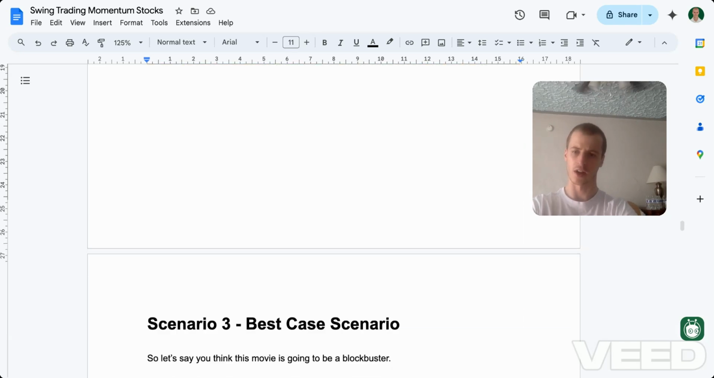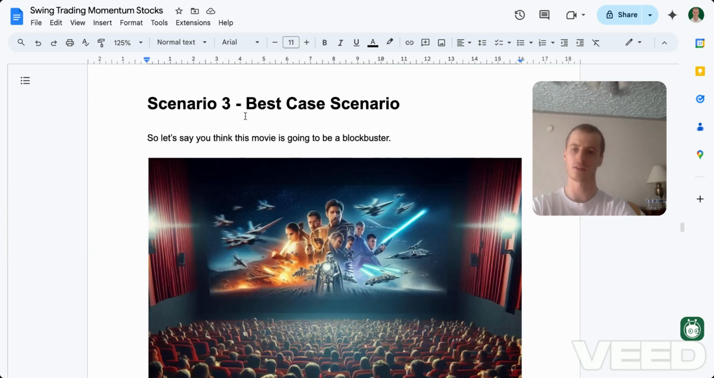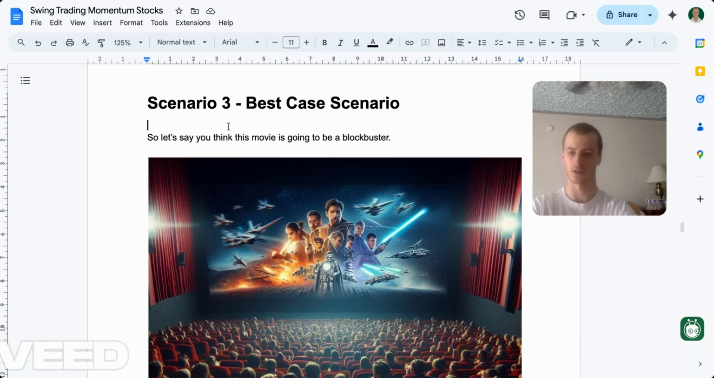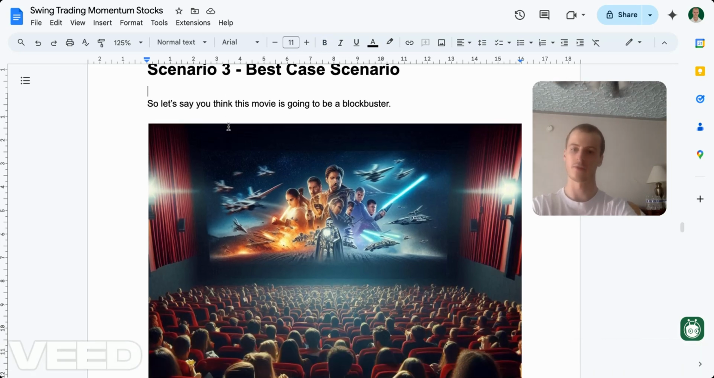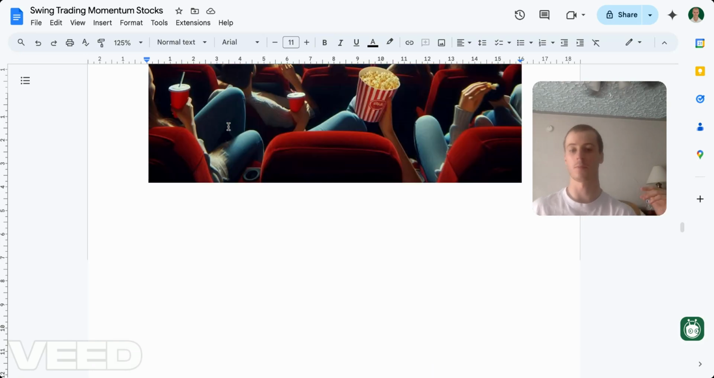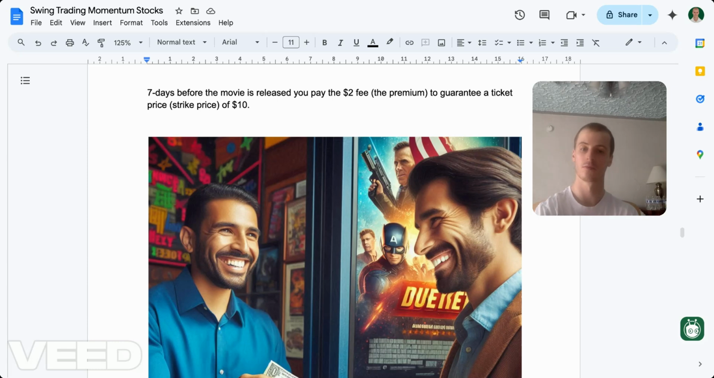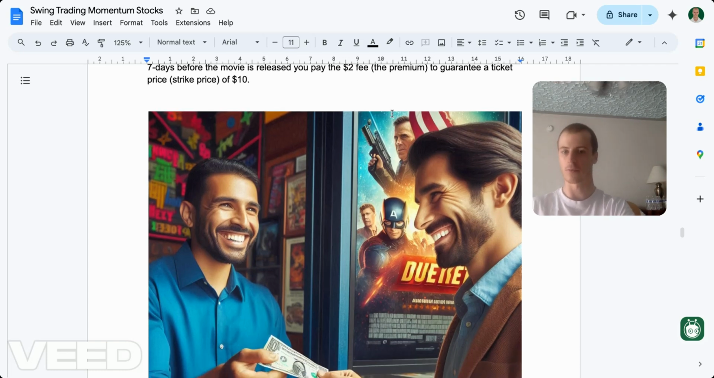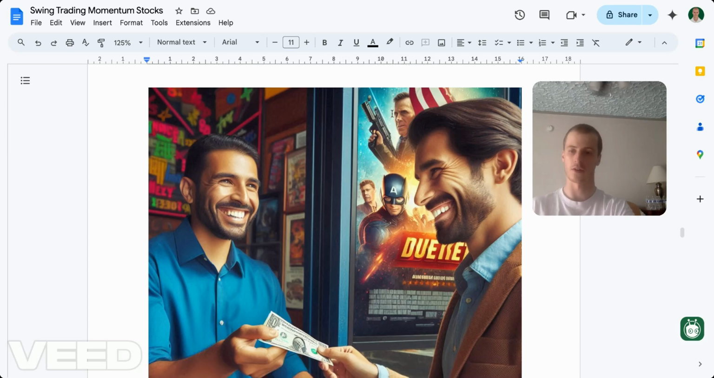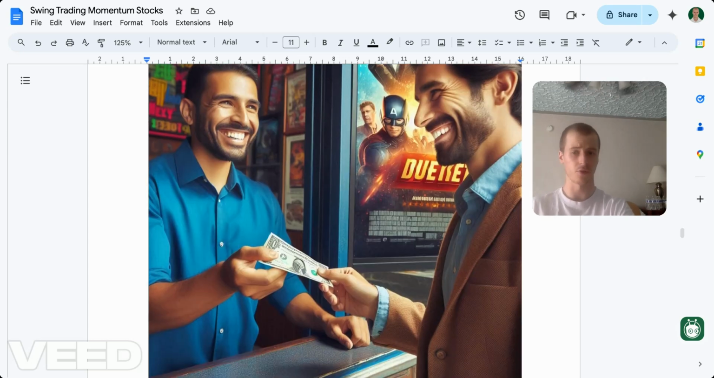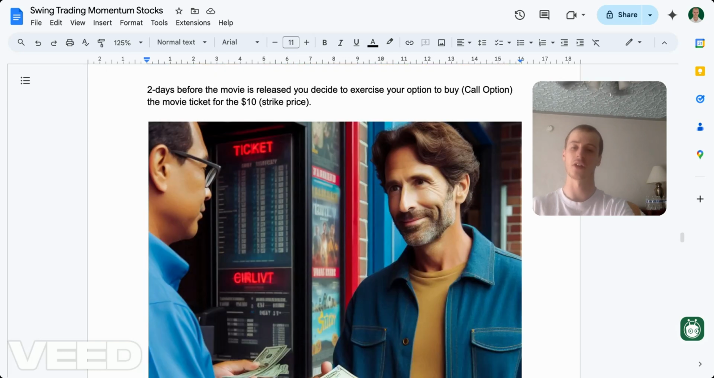So the best case scenario is, let's say you think this movie is going to be a blockbuster again. Okay, so and again, 7 days before the movie is released, you pay the $2 fee, the premium, to guarantee a ticket price of $10. So you have the option to buy it in the lead up before that contract expires. 2 days before the movie is released, you decide to exercise your option to buy, which is the call option again, the movie ticket for the $10 strike price.